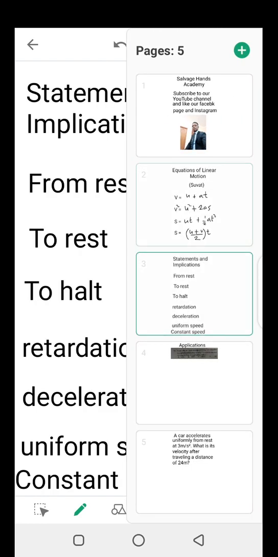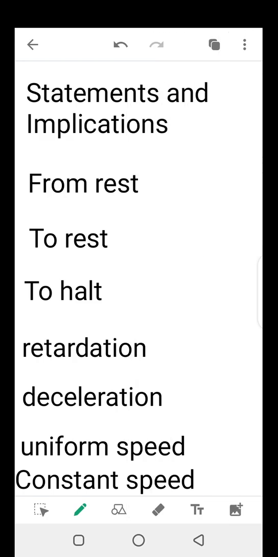So, let's see our next page. In our next page, we want to talk about statements and implications. What are the statements we need to look out for before applying these equations? The first one is whenever they mention "from rest." When they mention that a body starts from rest, it means that its initial velocity U, the velocity at which the body starts the motion, is 0 meters per second.